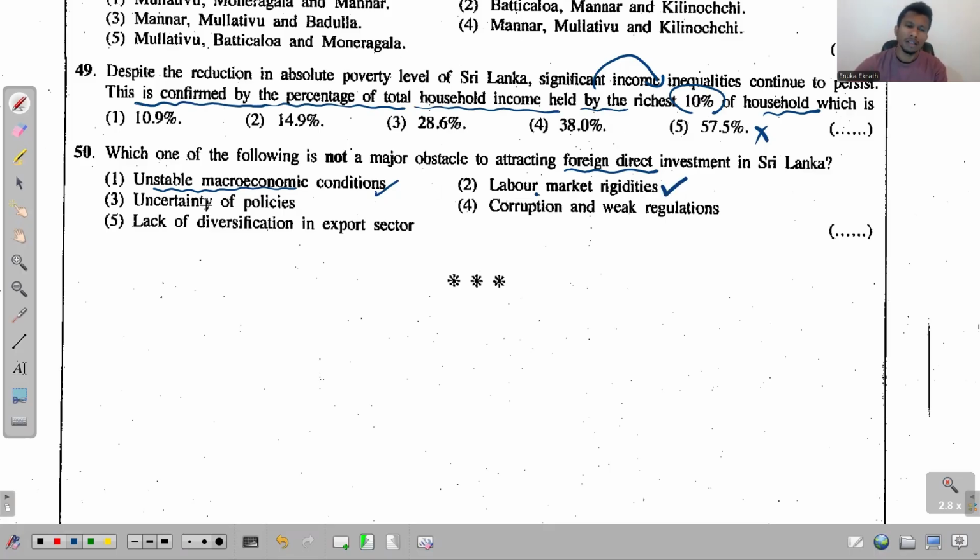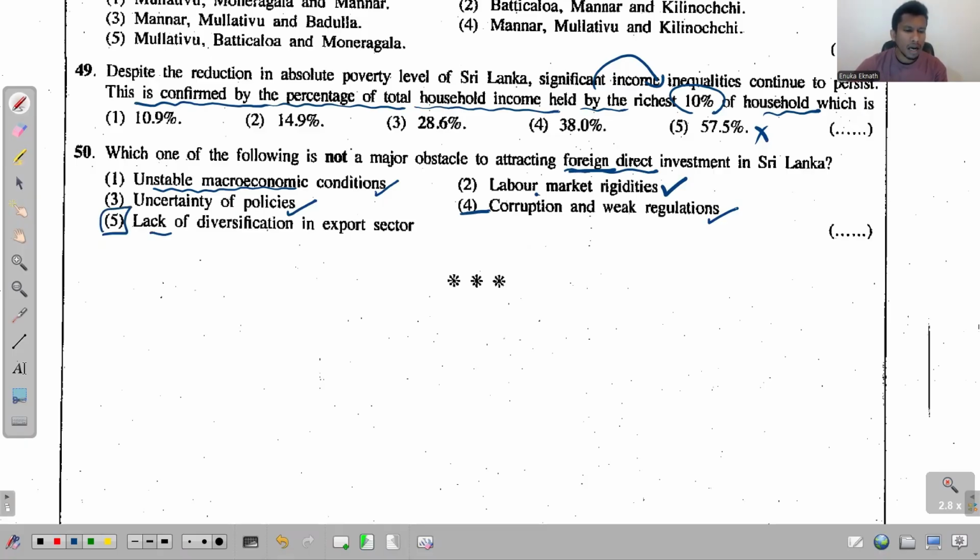The third one, uncertainty of policies. See that now, last week May week change karna, last month May month change karna. So if the policies are uncertain, if they get changed frequently, again no one will come and invest. The fourth one, corruption and weak regulations. So this is also an obstacle.